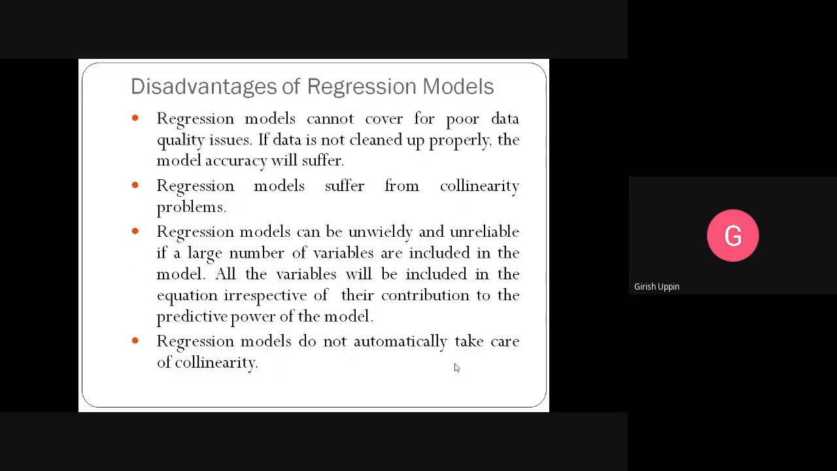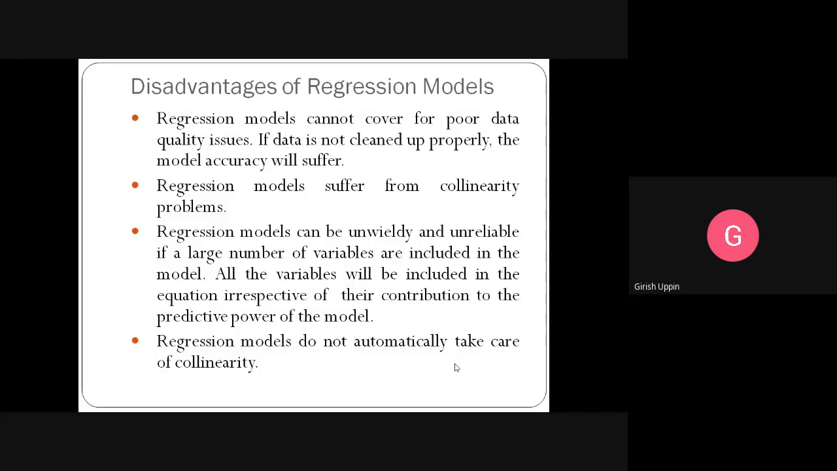Regression models cannot cover for poor data quality issues. If data is not cleaned up properly, the model accuracy will suffer. Now, this is the most important thing. The data should be very clean. The quality of the data should be good, so that your regression model will be highly accurate. So garbage in, garbage out. If your data is garbage, whatever prediction you make using the regression, it will predict garbage, meaning it will predict very incorrectly. Regression models suffer from collinearity problems.